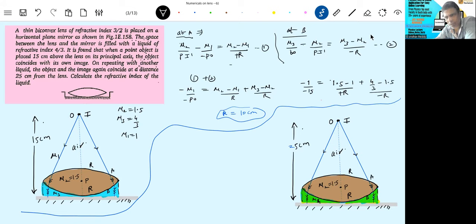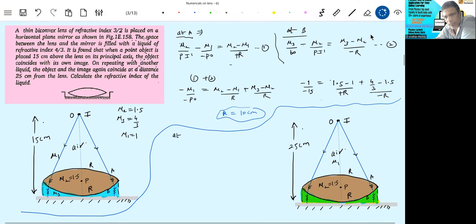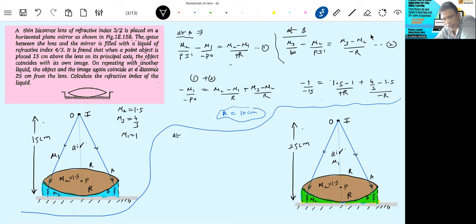Mu 1 as usual. This will be 25. So again at A, mu 4. So this is at A. Then again mu 2 by v double dash, some image here. Actually, it should be the same, so let me write v dash only. Minus mu 1 by u dash, some other position, it should not be the same thing. Equals mu 2 minus mu 1 by r.